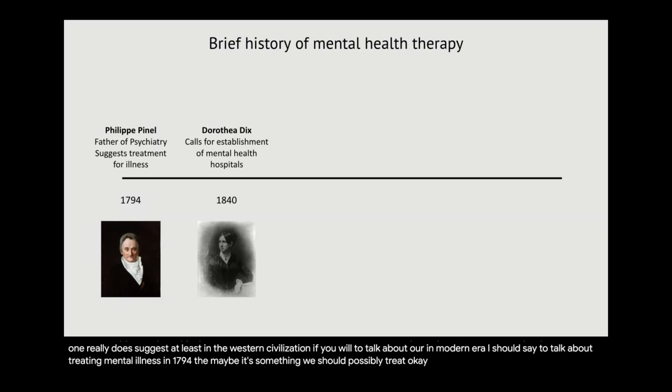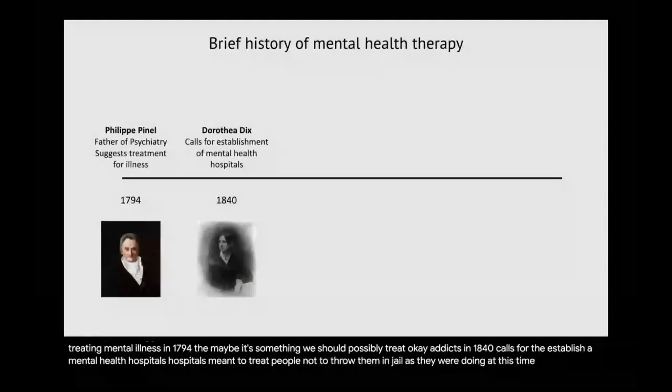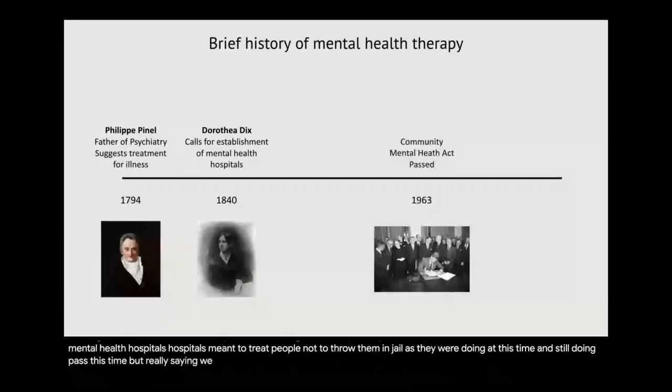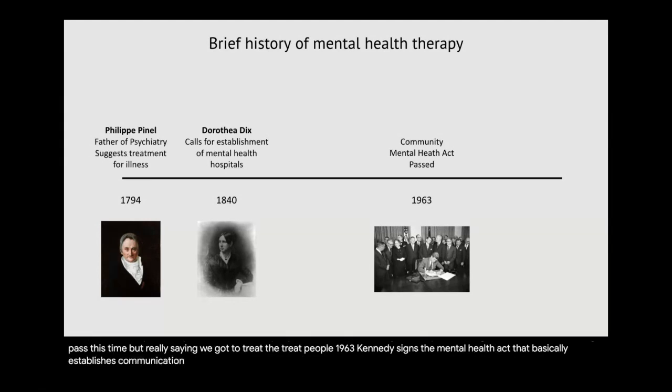Dorothea Dix in 1840 calls for the establishment of mental health hospitals meant to treat people, not to throw them in jail as they were doing at this time, and still doing past this time, but really saying we've got to treat people. 1963, Kennedy signs the Mental Health Act that basically establishes community hospitals.